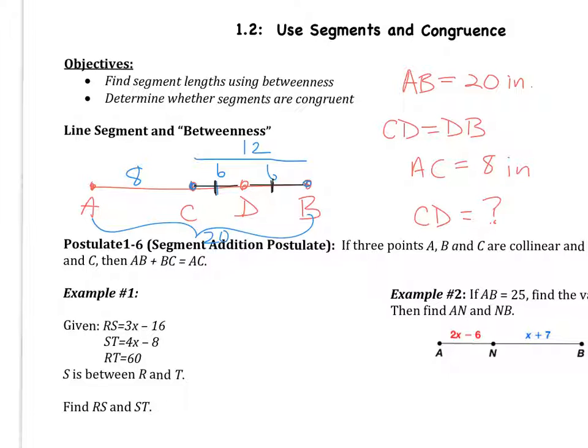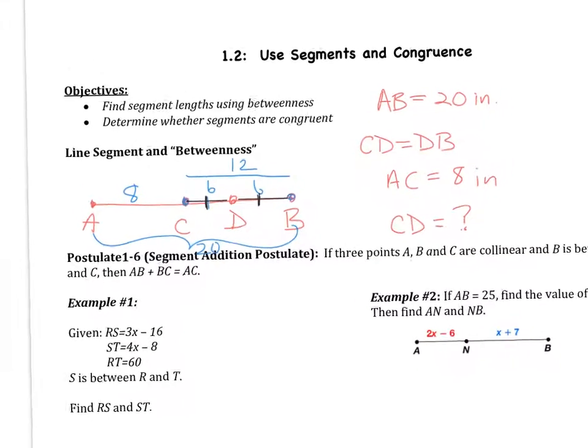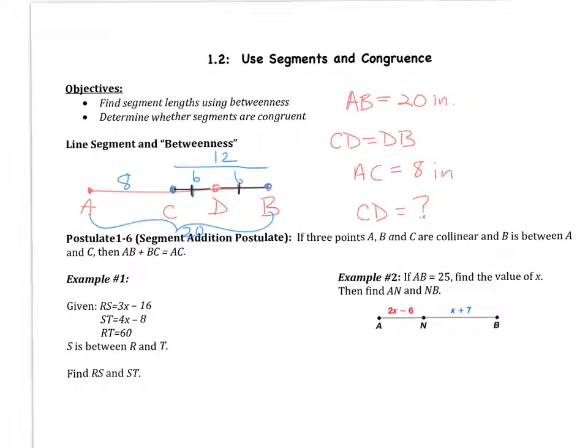The segment addition postulate basically says that if 3 points A, B, and C are collinear, and B is between A and C, then we have the following picture: A, B, C, where AB plus BC equals the whole thing, AC. Would you agree with that? Yeah. So if AB was 4 and BC is equal to 5, what's the length of the whole thing, AC? 9. That's the segment addition postulate. The whole is equal to the sum of the parts.